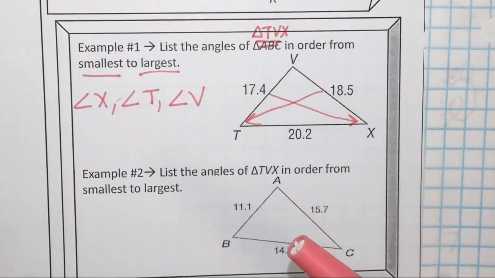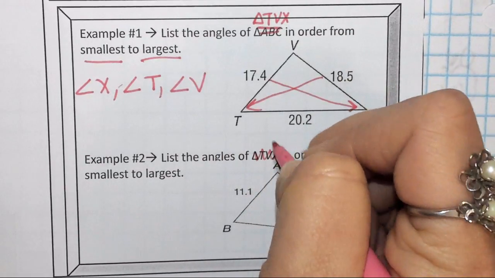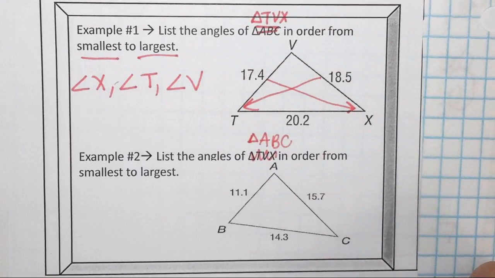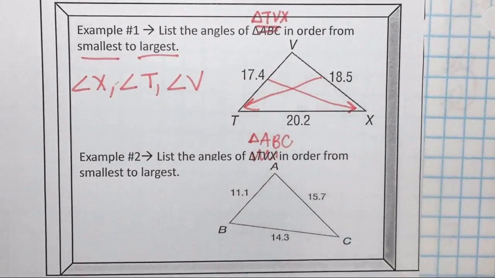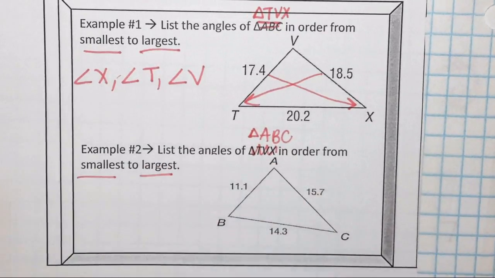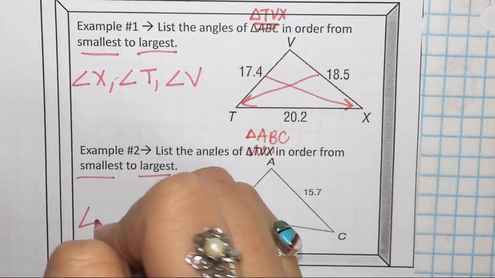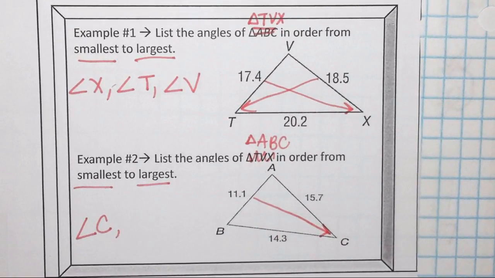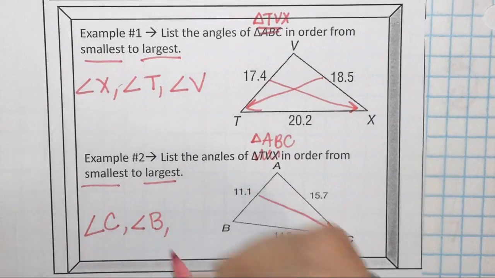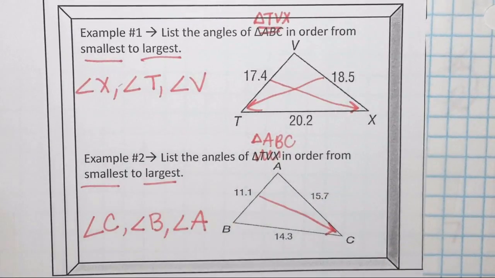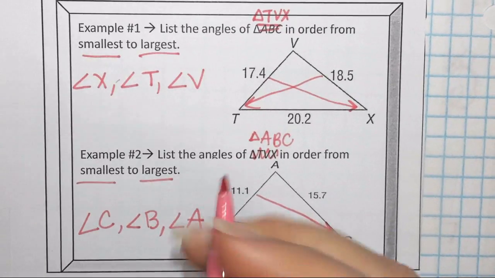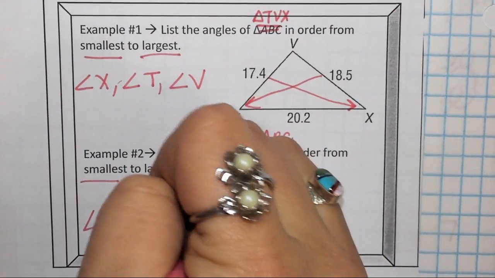Are we ready for example 2? Yes. Alright, so this should say triangle ABC. I got them backwards. Smallest to largest. So what is my smallest angle? Angle C, because it's across from my smallest side. And then angle B, and then angle A. Yeah, that's what we said. Oh, sorry guys, CAB. I got excited. Thank you for catching that.